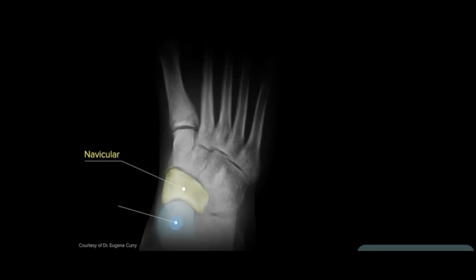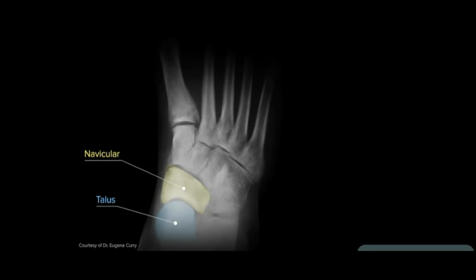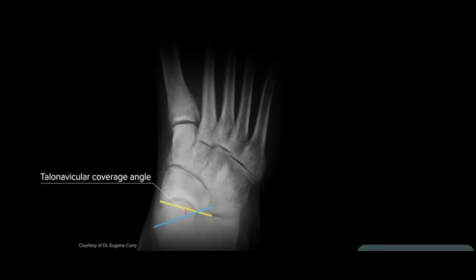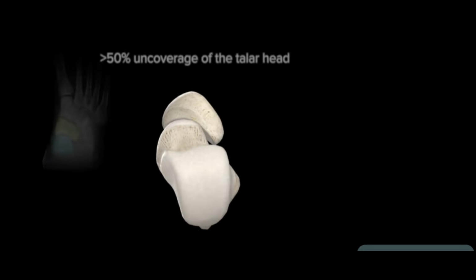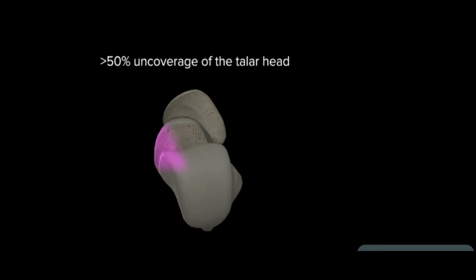One way to identify the degree of subluxation is on an AP X-ray, where we look at the talonavicular joint and see how much of the talus is covered by the navicular. Looking at the amount of the talar head that is uncovered by the navicular helps with the staging of the deformity. In this case, there is uncoverage of over 50% of the talar head, suggesting a more severe deformity.